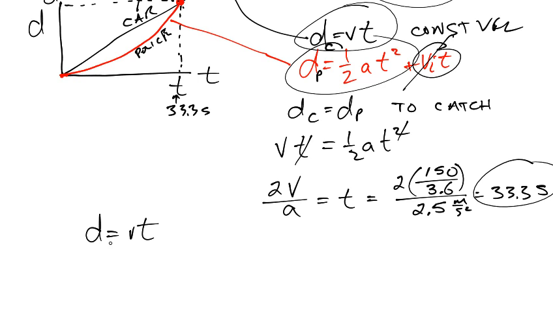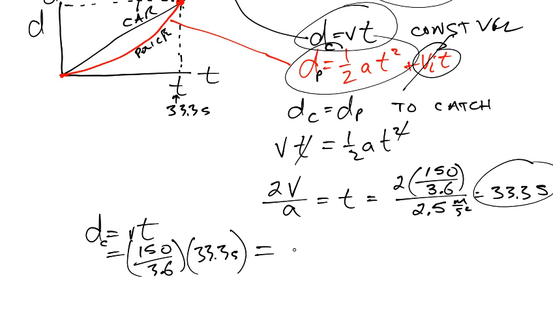If we use the simpler one, let's simply go 150 divided by 3.6. That's approximately 42, and that's going to be in meters per second, multiplied by 33.3 seconds. And I think that's going to work out to approximately 1,400 meters or 1.4 kilometers. Now I've rounded to 2 significant figures here, but that's okay.